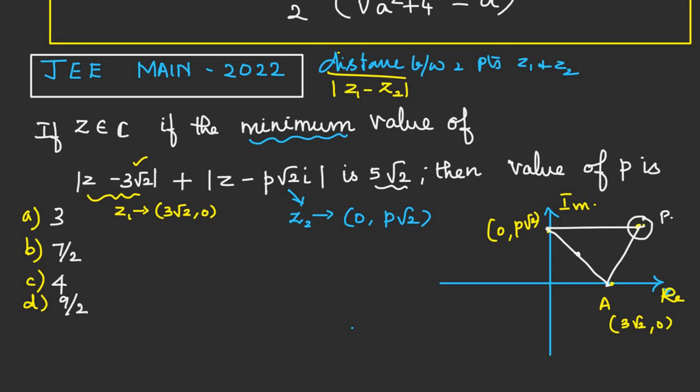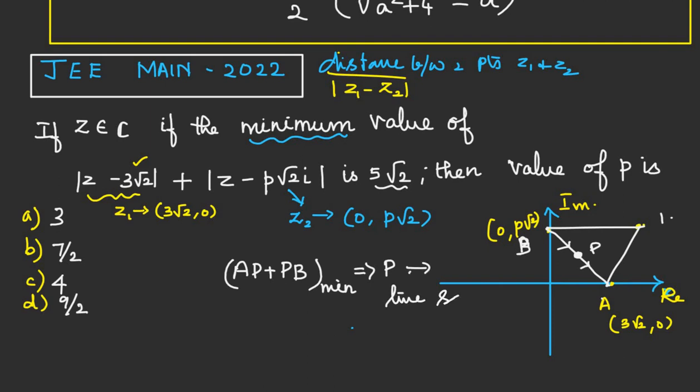Let us consider the point P lies on the line segment AB here. This is A and B. For the point to lie on the line segment AB, the distances PA and PB will be minimum, that is AP plus PB. The minimum distance of AP plus PB will be obtained when the given point P lies on the line segment AB.